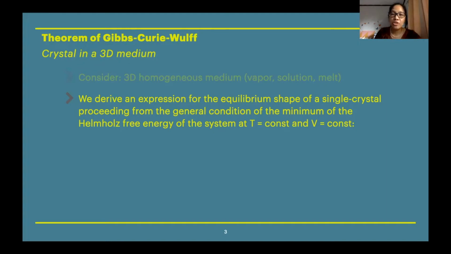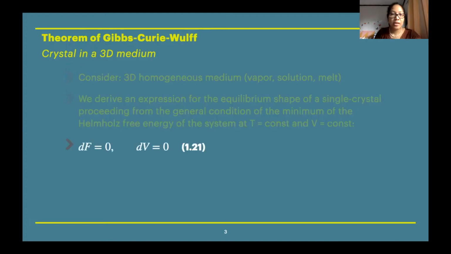So this mentions the minimum of the Helmholtz free energy. In equation form, it means that the first order derivative of F equals 0. And since the total volume is constant, the first derivative of volume is equal to 0. So equation 1.21 is stated this way, and this is the equilibrium condition.